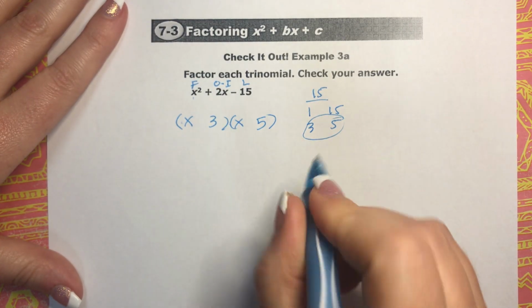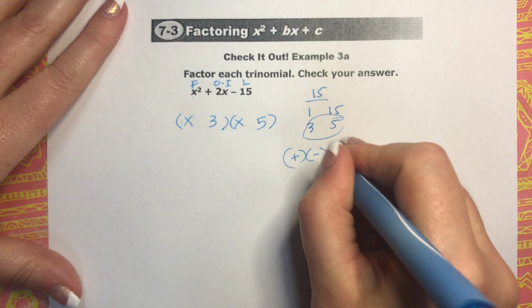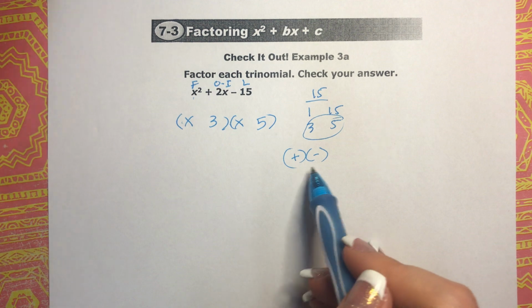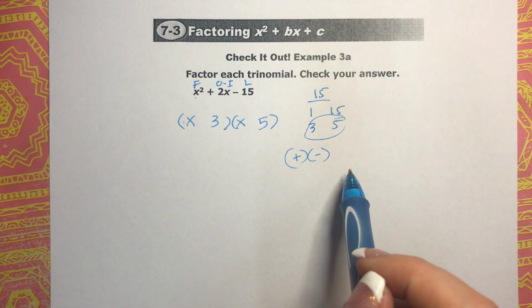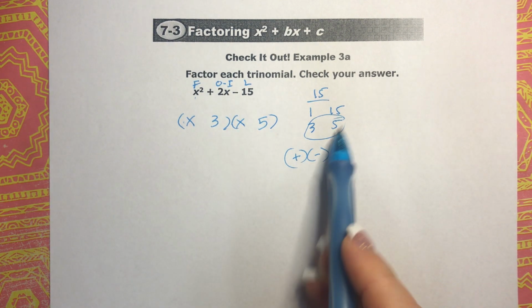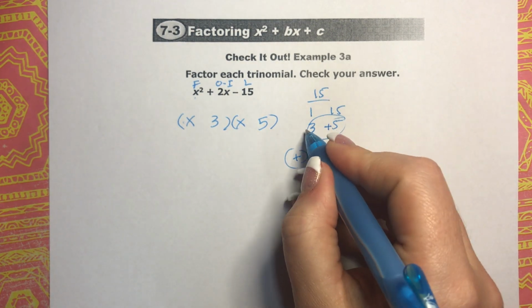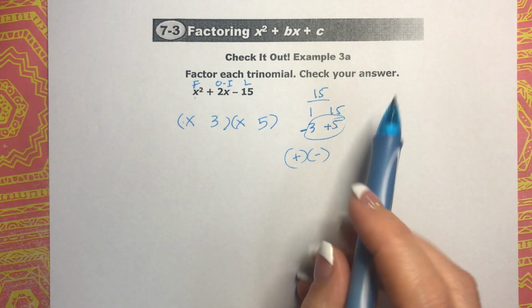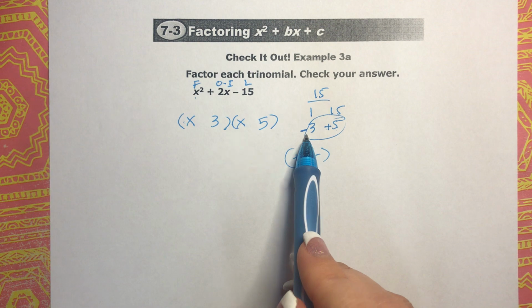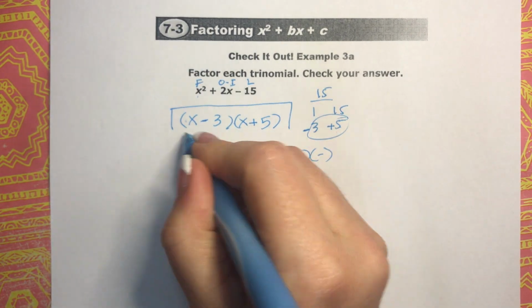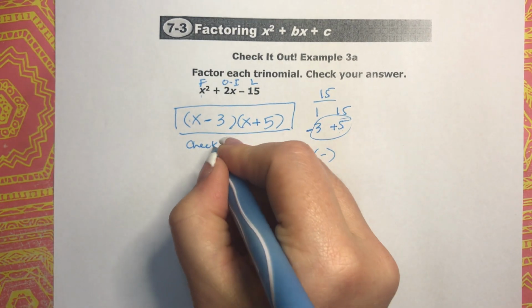And this is negative, which means I need a positive and I need a negative, and that's the only way I can multiply 2 numbers together, 3 and 5, and get a negative 15. Now I just need to figure out which one's positive, which one's negative. So I look at this middle number, it has to be a positive 2. That means the bigger of the 2 is going to be positive, because that's the only way minus 3 plus 5 is going to give me a positive 2. So that means the minus goes with the 3, and the plus goes with the 5. And that's my answer. And then I want to go ahead and check it.